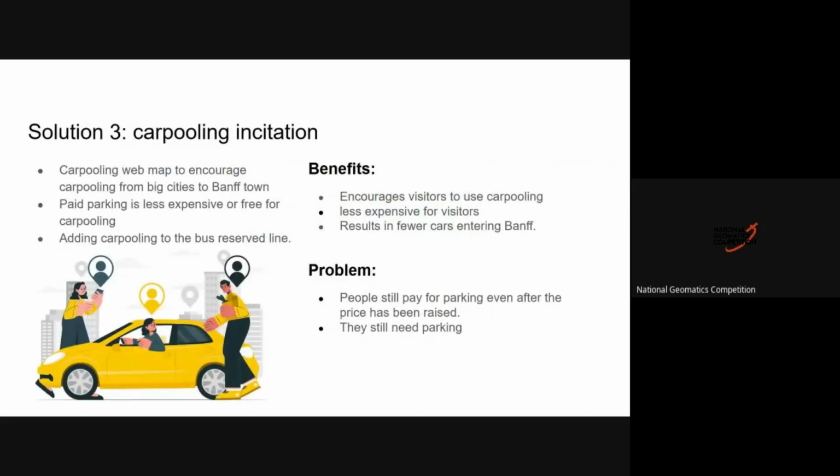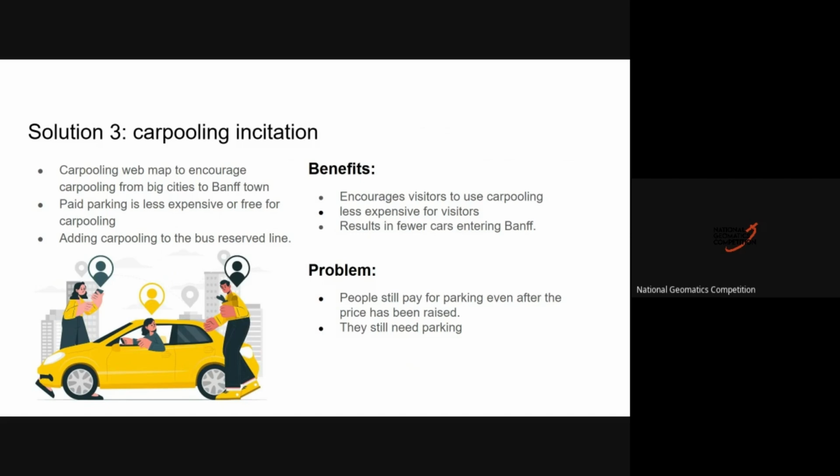A third solution is to increase carpooling. So one of the solutions that we came up with is to create a web map or an application for carpooling, for example from Calgary to Banff. For example, someone who wants to go to Lake Louise on the weekend can just put the time that they are going and where they are starting from, and people can just join them.